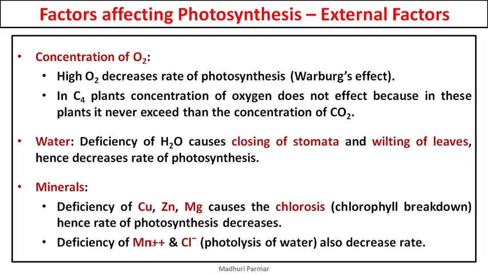If there is deficiency of manganese, calcium, or chlorine, which are required for photolysis of water, this can also lead to decrease in the rate of photosynthesis. Okay, so these manganese, calcium, and chlorine are also important for photolysis of water and hence for photosynthesis.